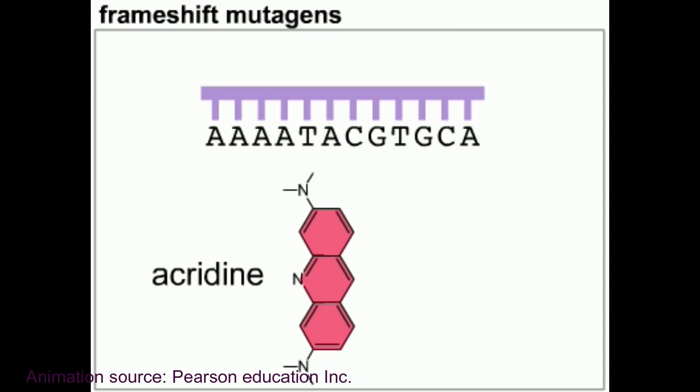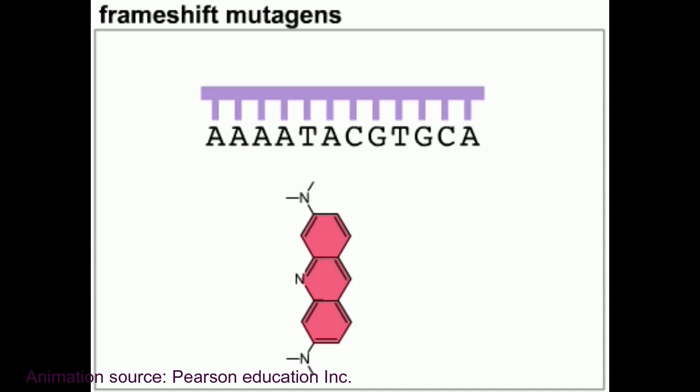Some chemical mutagens cause small insertions or deletions of nucleotide base pairs, which can lead to frameshift mutations. Examples of such mutagens include acridine, a dye commonly used as a mutagen in genetic research, benzopyrene, which is found in smoke and soot, and ethidium bromide, which is used in laboratories for staining DNA.